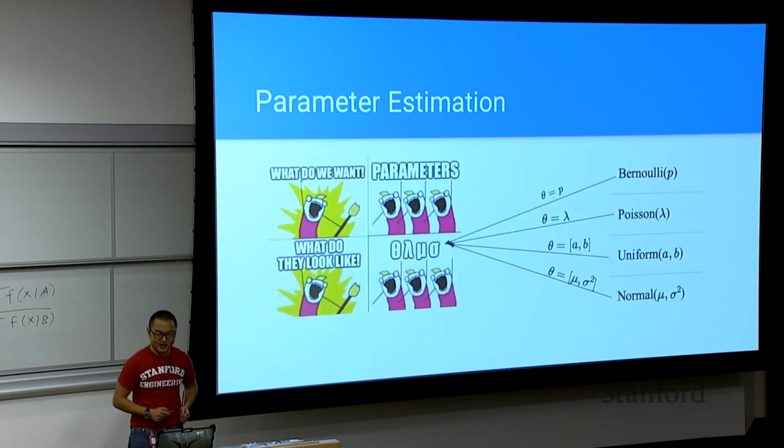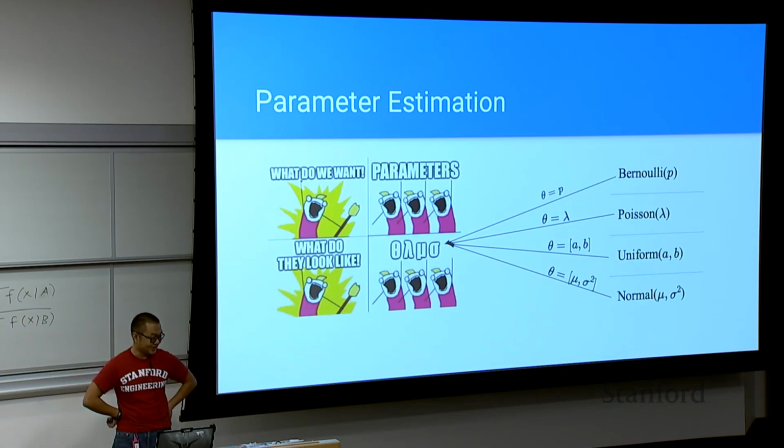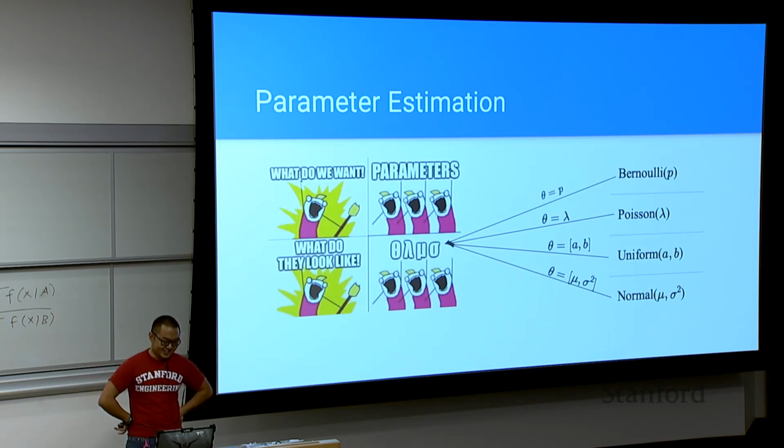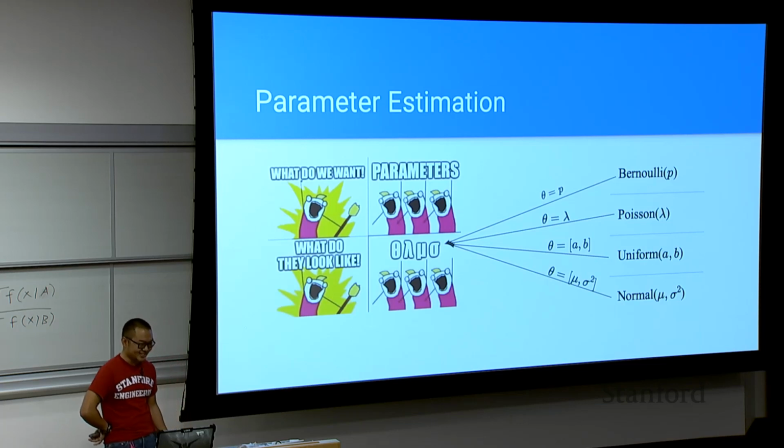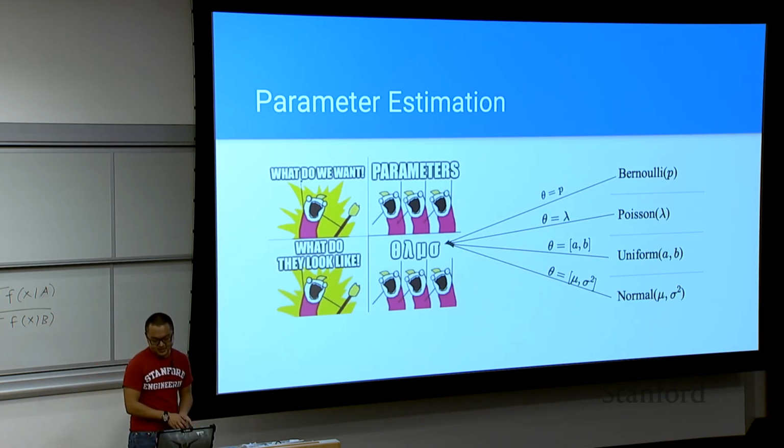All right. Parameter estimation. So this is a very old meme, according to my associates. In parameter estimation, the problem will probably ask you, what do we want? We want the parameters, and what do they look like? Some Greek symbols, or p, or a and b. These are given to you: if you have a Bernoulli, your theta is going to be p. If you have a Poisson lambda, your theta is going to be lambda. If you have uniform a and b, your thetas are going to be a and b.